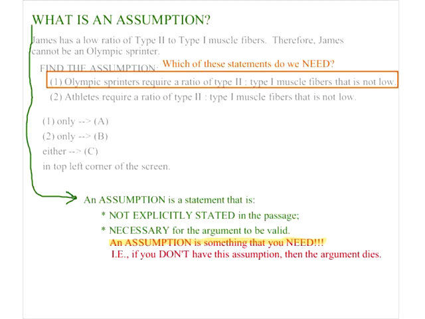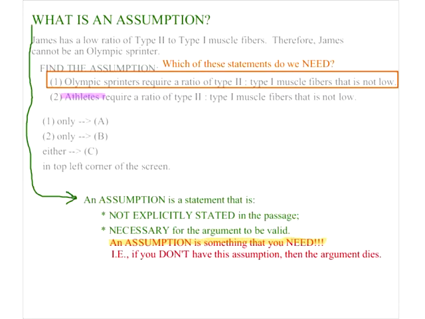So I think we can see a few of you thought that both of them were assumptions. Let's revisit that in light of this new realization. Which of these statements do we actually need? Well, we're going from low ratio of type 2 to 1/5ers to you can't be an Olympic sprinter. You need this to be true, otherwise there's no connection between this ratio and whether or not you can be an Olympic sprinter. On the other hand, this statement here, athletes in general, you don't need that. You don't need this to be true. This is too broad.